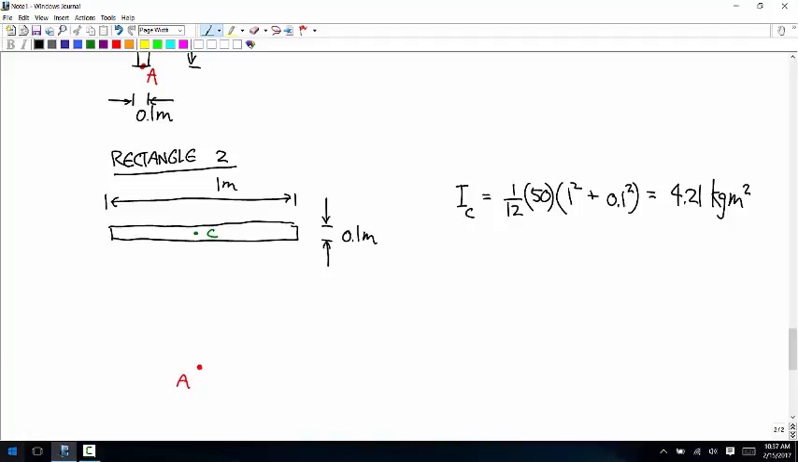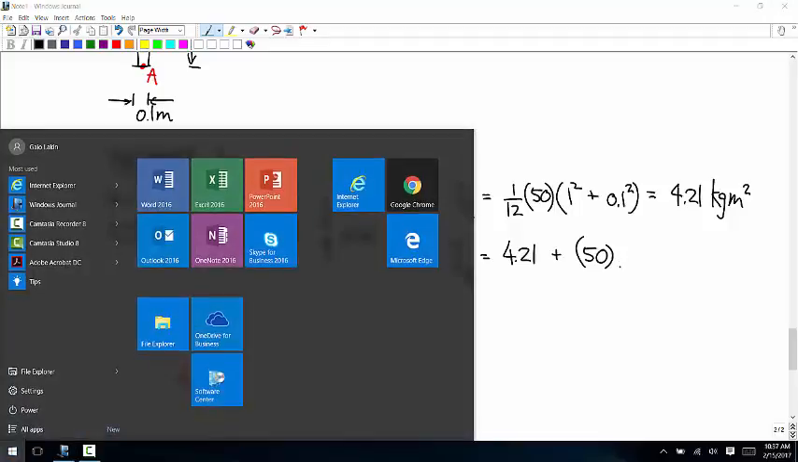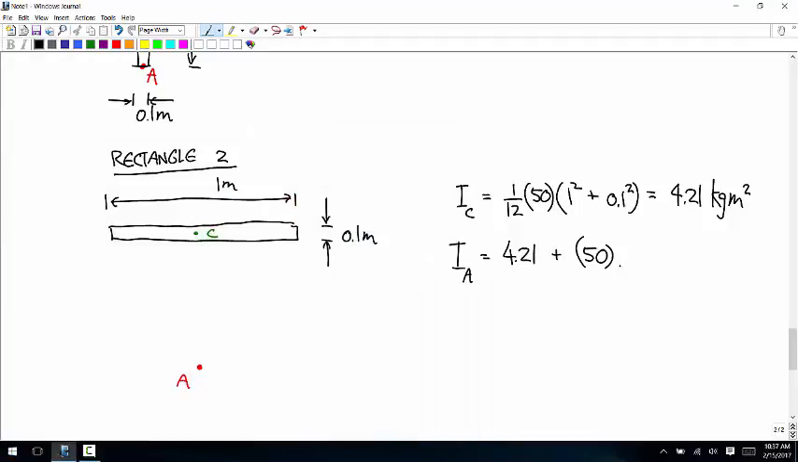But now we have to use the parallel axis theorem to get the moment of inertia about A. The mass of this thing is 50. And what's the distance from C to A? 1.05. Yep, exactly. And so what do you get for that? 56.23?